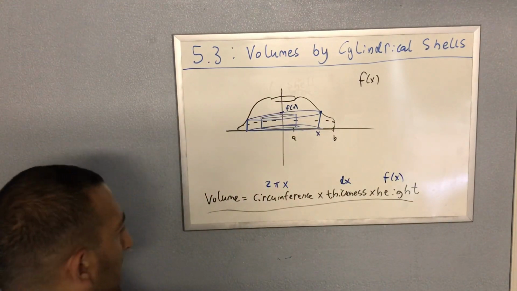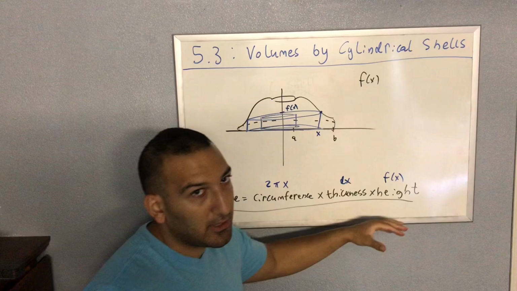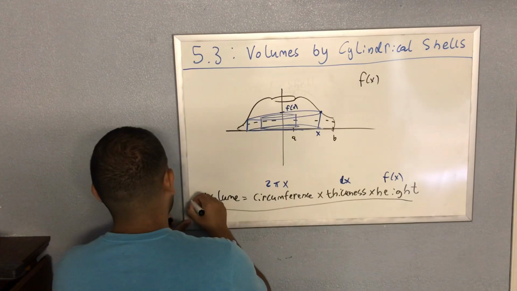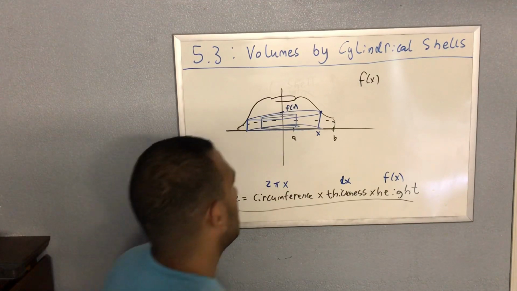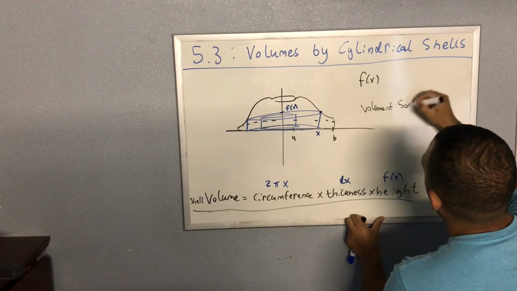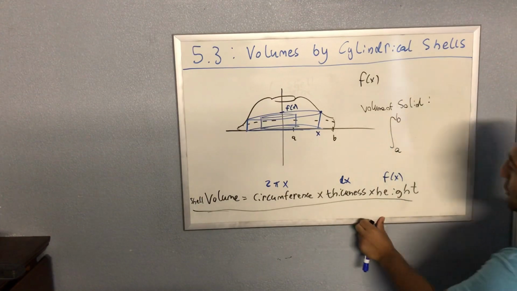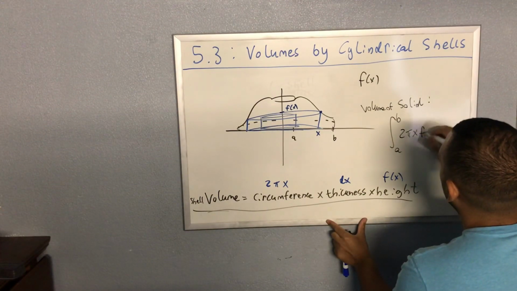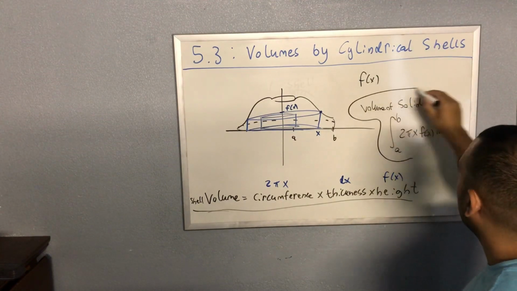And so now we have the volume. All we need to do is add up the infinite amount of these shells to get the perfect volume. This should probably say shell volume, just to be clear. This is the volume of the shell. So then the volume of our solid is going to be, again, we go from A to B as usual, and it's just the product of these three things: 2 pi x, f of x, dx. So this is the formula that we're going to use here.